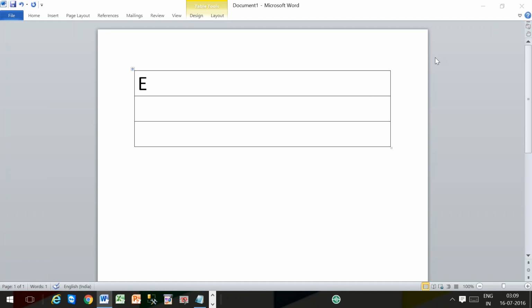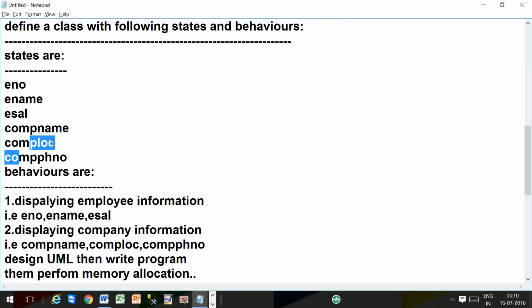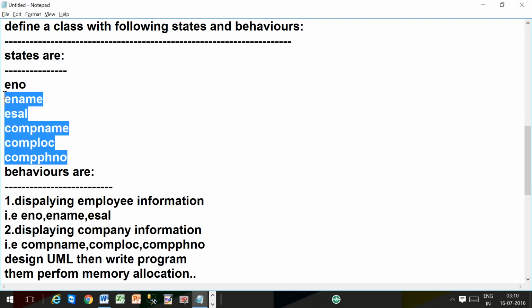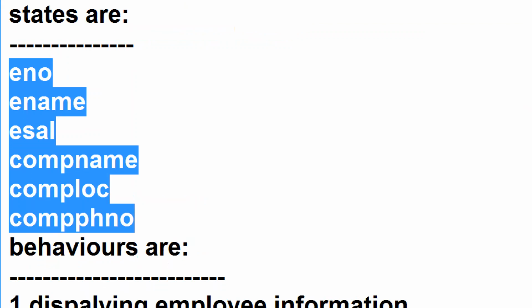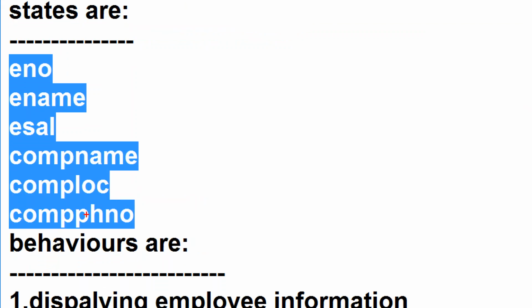Let's start. What is the class name? Employee. Right, very good. Now the states. Total number of states are how many? 6. Among these 6, we have to think about which are instance and which are static.